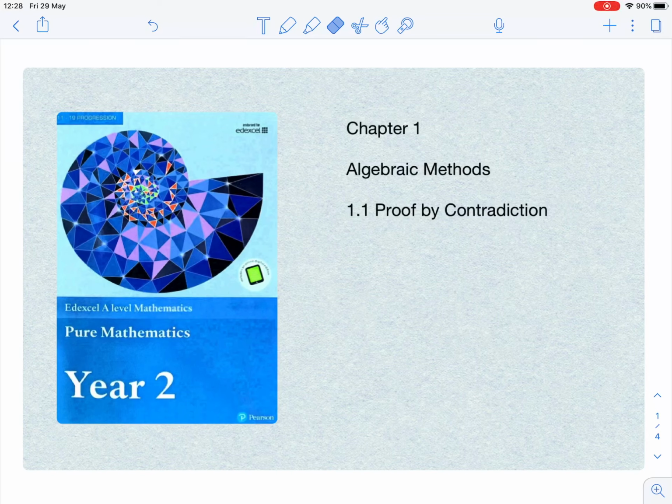Hi folks, and welcome to what is in effect the start of year 13, working from the Pure Maths Year 2 textbook. Chapter 1, Algebraic Methods. We're going to start with proof by contradiction.